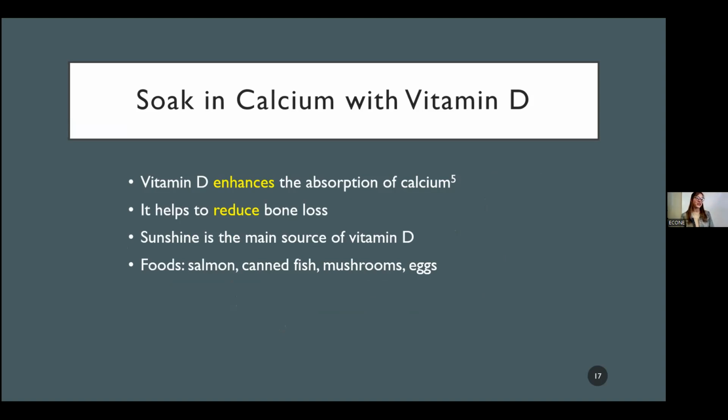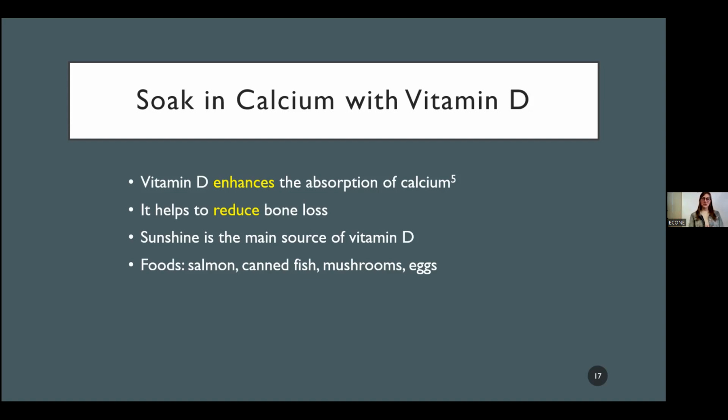So as I mentioned earlier, vitamin C plays a huge role in calcium. Vitamin D, in calcium, not C. Vitamin D enhances the absorption of calcium. It also helps to reduce bone loss. So if you're eating a steak, have a glass of milk or a glass of orange juice with your steak. And the orange juice will actually help you absorb the protein. Yes, absorb the protein.